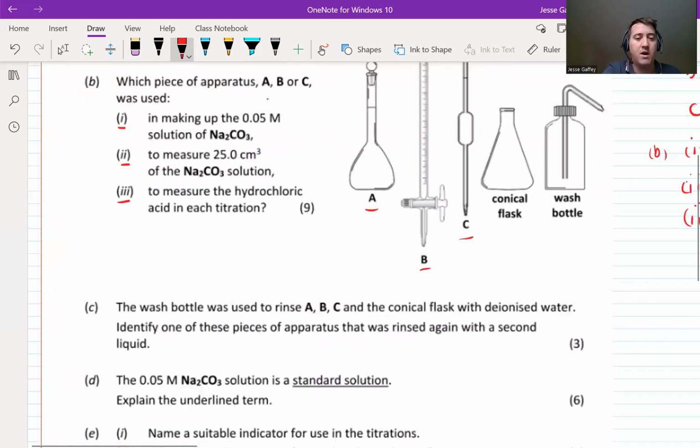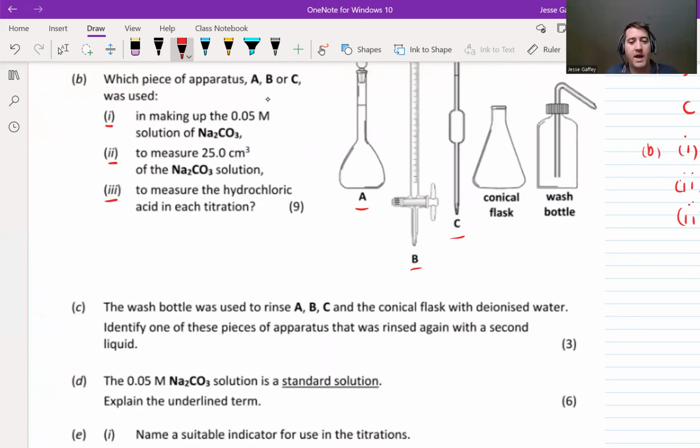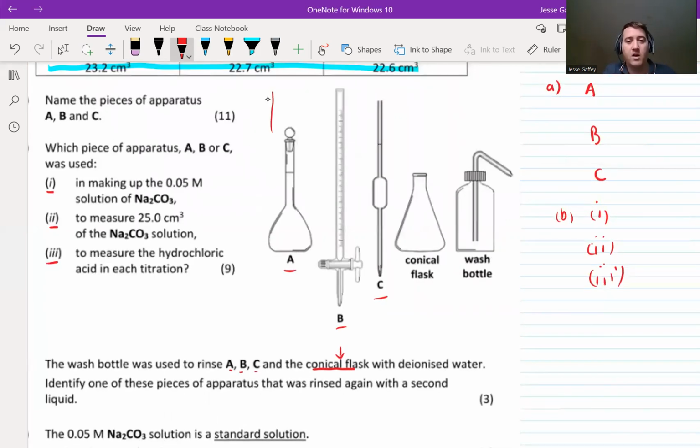It says here the wash bottle was used to rinse those pieces of equipment A, B, and C, but also the conical flask. So don't forget this one, with the deionized water. So all of these were washed with the deionized water. It's telling you that. It says then identify one of these pieces of apparatus that was rinsed again with a second liquid. So out of these first 4 here, just one of these, write down the name of one of these that was rinsed with a second solution. Pause the video and write that down now.